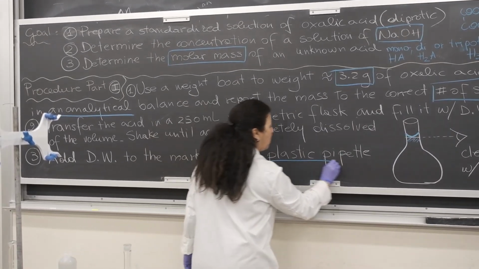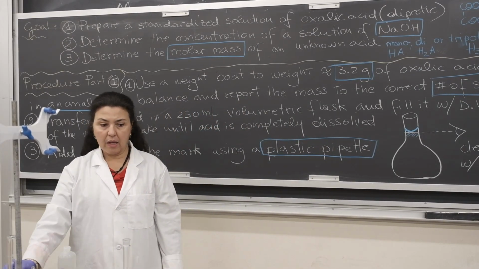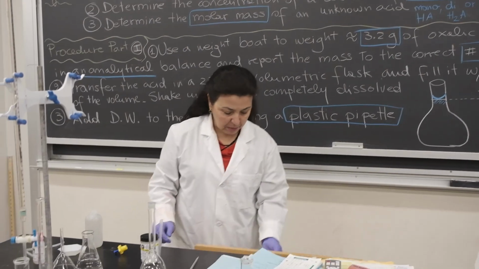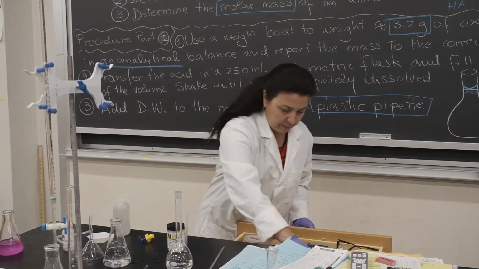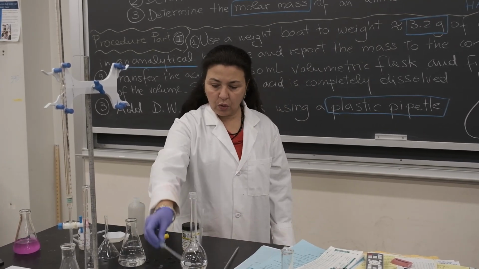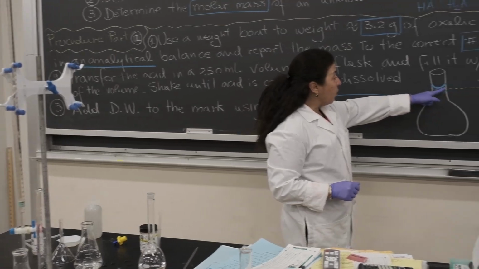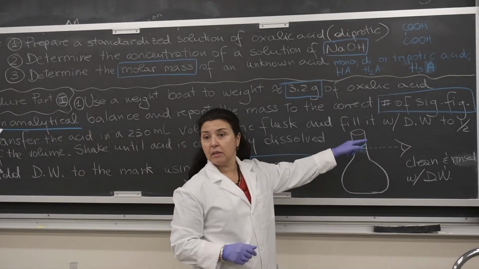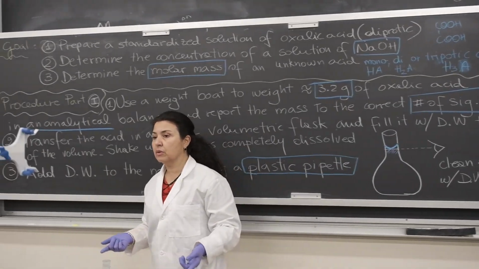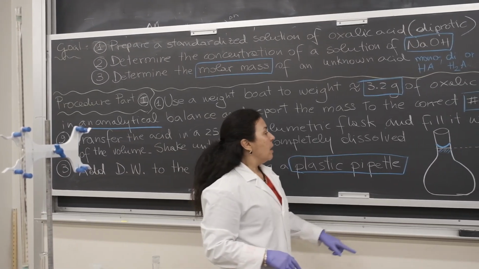How do you add the last few drops of water here? Using a plastic pipette that I'm going to provide. Okay? And you've seen them before. Let me see if I have any in here. These are the plastic pipettes that you guys are going to use to reach the meniscus. If you go with the water above the meniscus, you have to restart again to prepare your solution. So be careful, be patient.